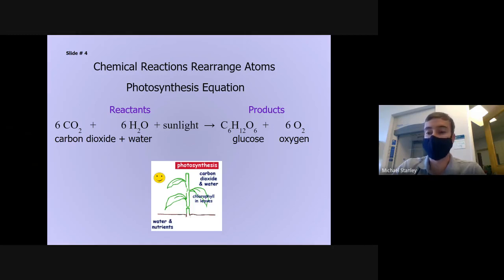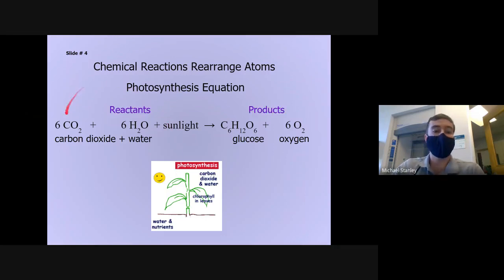All right, I know that's kind of a lot. That's one of the trickier parts of chemical reactions that we're going to talk about today. So does anybody have any questions about the photosynthesis equation, the reactants and the products, or what it means about rearranging the atoms? No question. All right, great. Good to know.